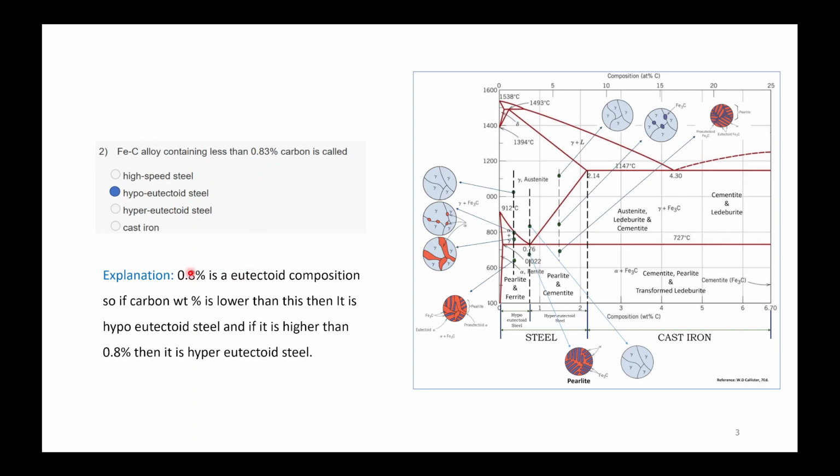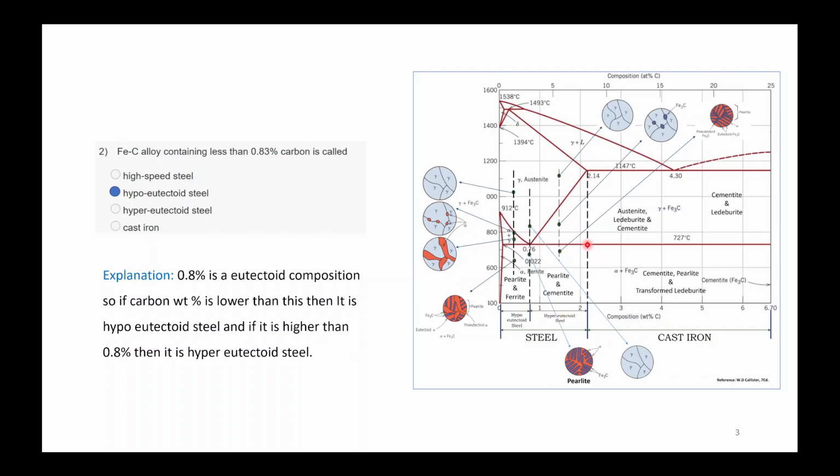Now, second question: an iron carbon alloy containing less than 0.83% carbon is called. Options are high speed steel, hypoeutectoid steel, hypereutectoid steel, and cast iron. The answer should be hypoeutectoid steel, because when we see the iron carbon diagram, around 0.76 or 0.83 weight percent carbon, below this your steel will be hypoeutectoid steel, and above it, it will be hypereutectoid steel.